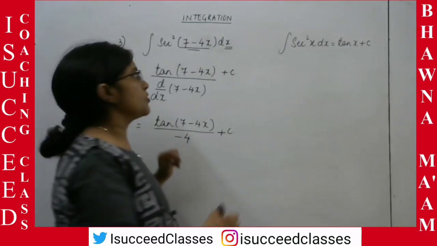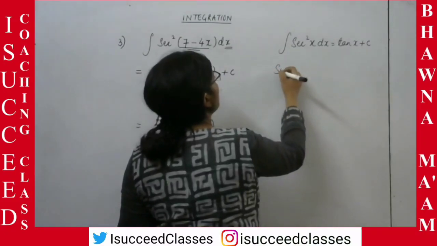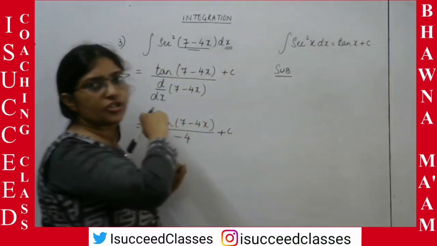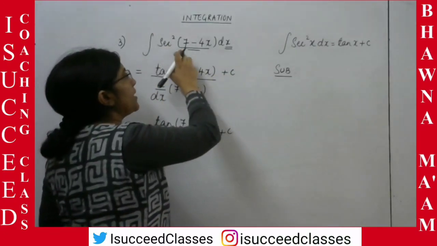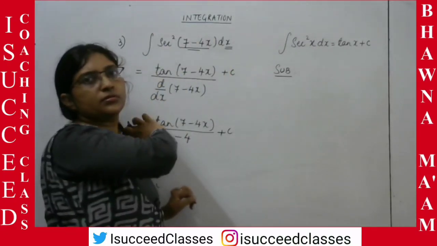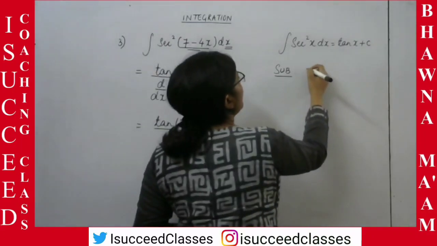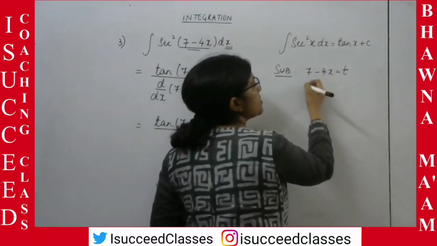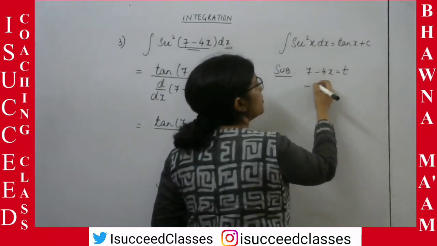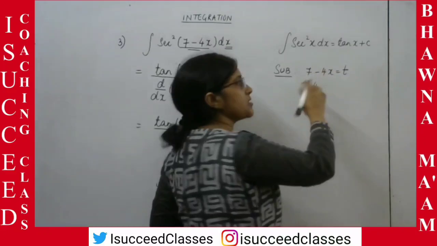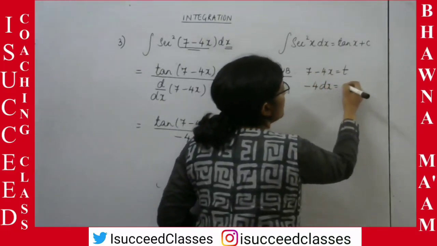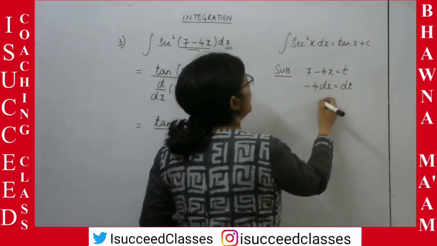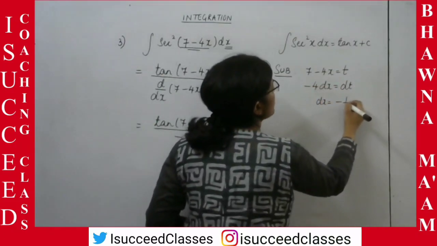If you go with substitution, let's say we substitute, as we see, this is a composite function, sec square, where instead of x you have a linear function. So let's put it as t, and now what is the derivative of 7 minus 4x? 0 minus 4. Instead of writing this as 1, I'll write it as dx because later we'll be bringing dx to the left side. So what is dx? Minus 1 by 4 dt.